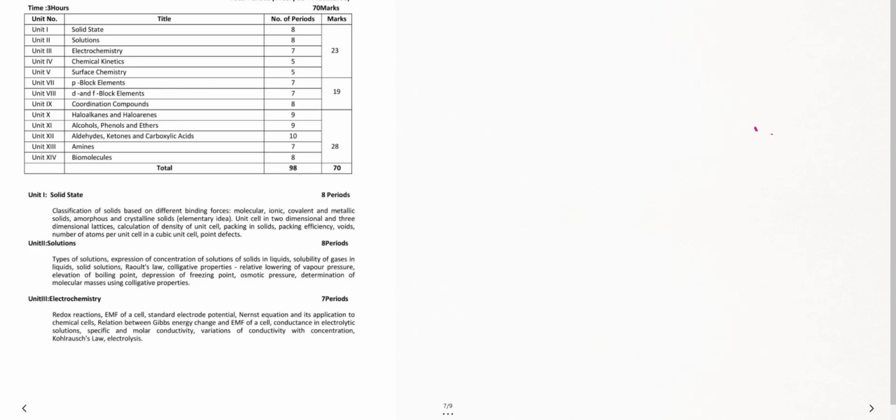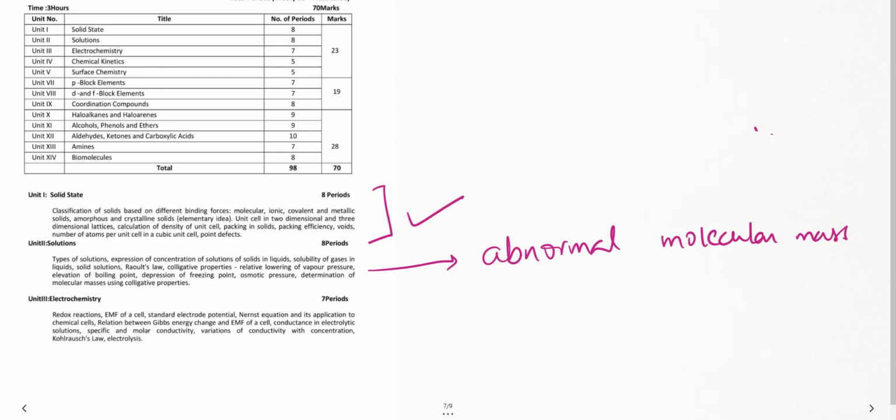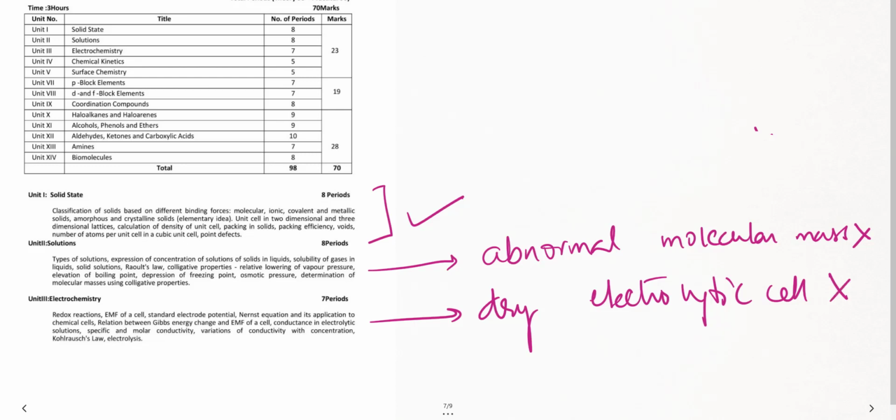Let me erase this whole thing and start chapter wise, because you should know what to prepare now. When I take the first chapter, solid state, in solid state everything is there. There is no deletion. But when it comes to solutions, the topic they have deleted is abnormal molecular masses. So abnormal molecular masses is not there for your syllabus. They have taken it out. When it comes to electrochemistry, the topic they have taken out is dry electrolytic cells. Dry cells, primary batteries and secondary batteries are there, no? So the dry cell is not there.